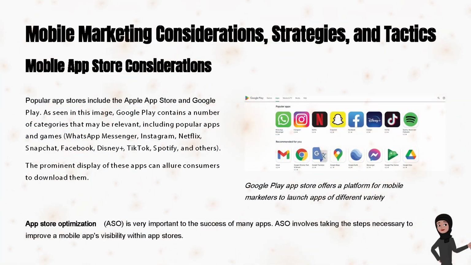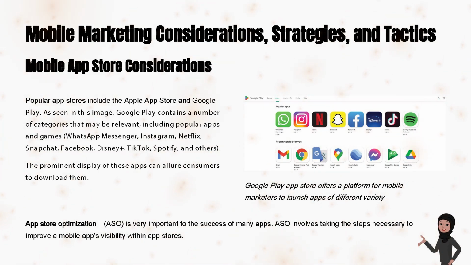After promotion, marketers also need to understand the role of app stores. The two major app stores are the Apple App Store and Google Play. These platforms serve as important discovery points where consumers browse, compare, and download apps. The image shows Google Play displaying popular apps across categories. Visibility in these spaces can attract users and encourage downloads.